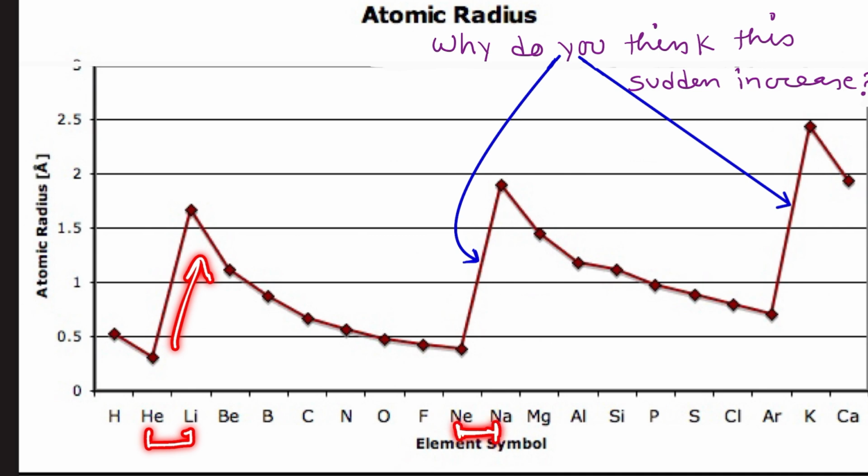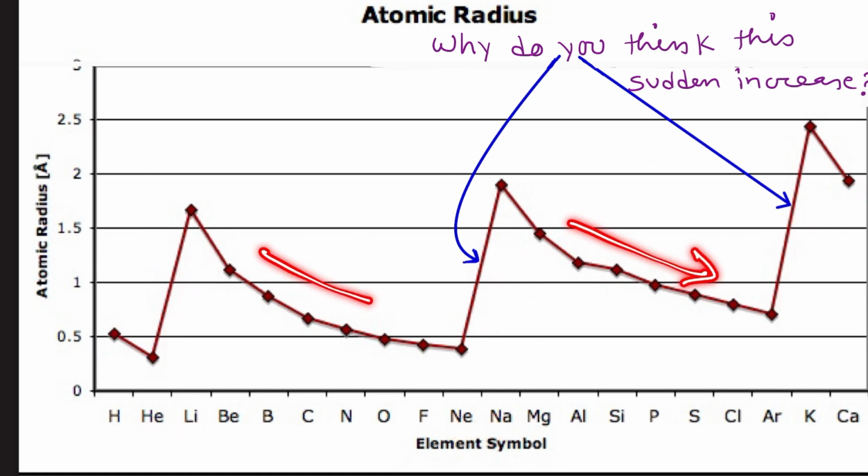Another jump in atomic radius is from neon to sodium, and this is because neon has 2 shells but sodium has 3 shells, and you see a jump in atomic radius. And for the same reason, you also see a jump in atomic radius from argon to potassium.